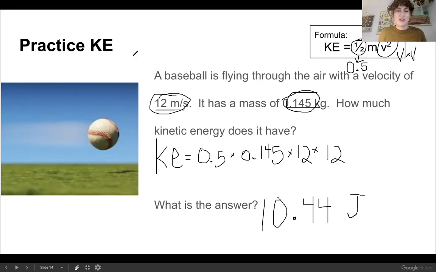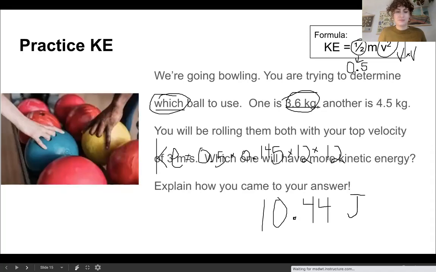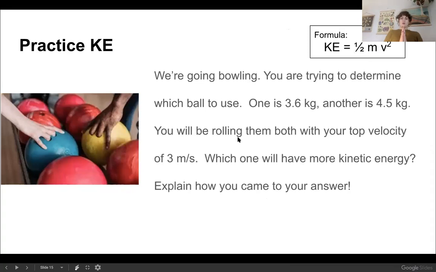All right, let's try one comparison question. We're going bowling. You're trying to determine which ball to use. One is 3.6 kilograms, another is 4.5 kilograms. You'll be rolling them both with your top velocity of 3 meters per second. So the velocity, the speed, is the same. Which one will have more kinetic energy? Explain how you came up with your answer. Pause the video and think about it.